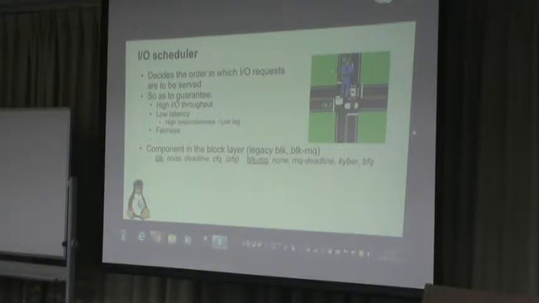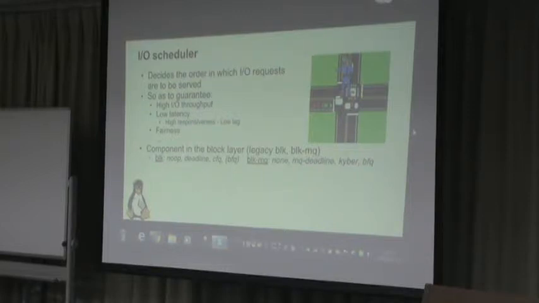In the legacy block layer, there is a given set of I/O schedulers, and this set differs from the set of I/O schedulers available in the new blk-mq. So in the legacy block layer, you can see from my slide the list of the schedulers available.